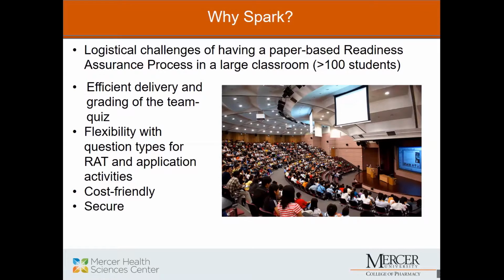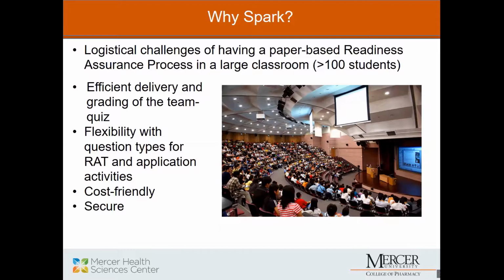In our college, we noticed that there were logistical challenges of having a paper-based readiness assurance process within a large classroom of more than 100 students. We noticed that there was a need for several teaching assistants or facilitators to help with the TBL session if we were using a paper-based system. Using Spark allows us to move away from that paper-based system and the need for additional help within the classroom. Spark allows us to deliver the team quiz very efficiently, and it also allows for the team quiz to be graded very quickly in real time.